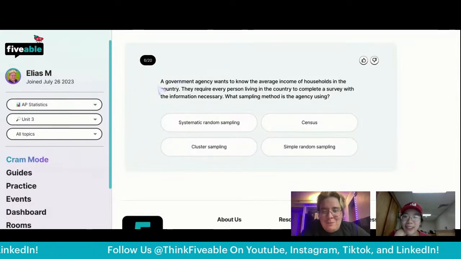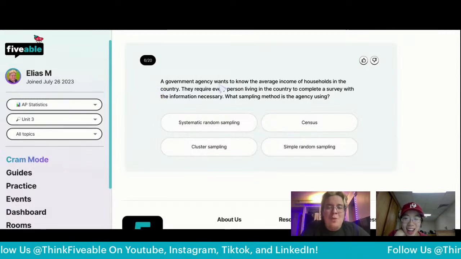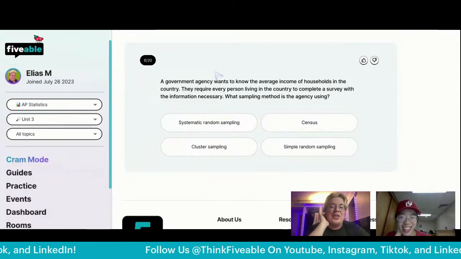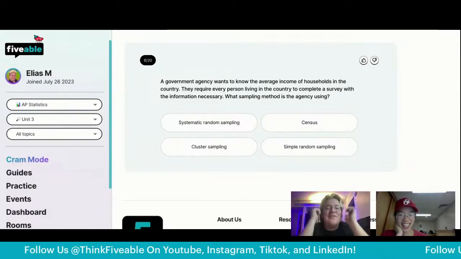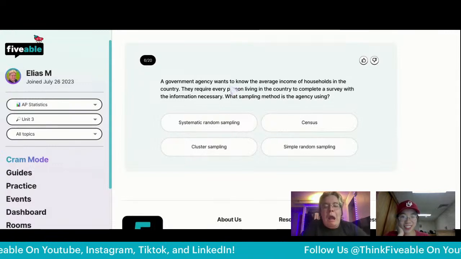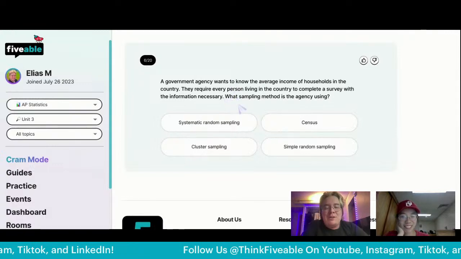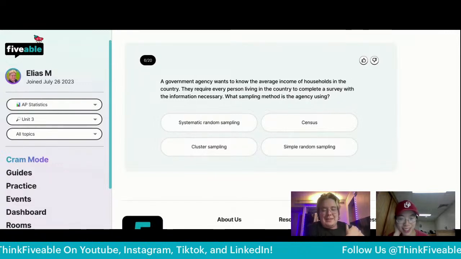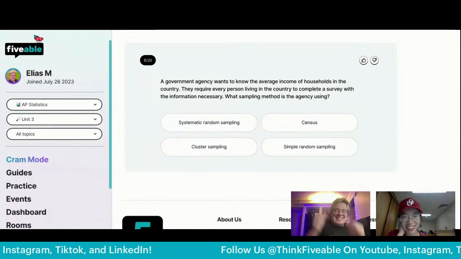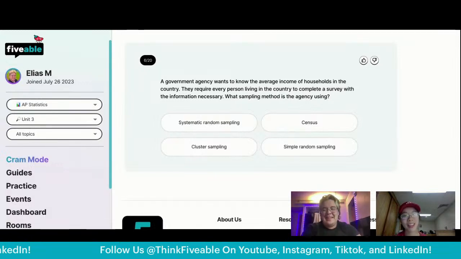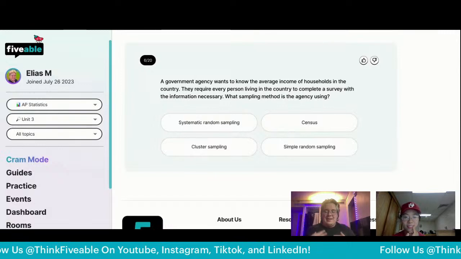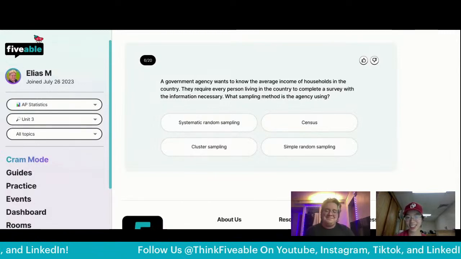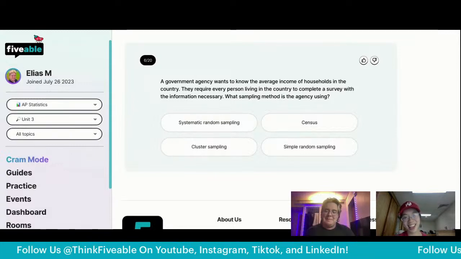A government agency, the IRS. The IRS wants to know the average income of households in the country. They require every person living in the country to complete a survey with the information necessary. It's your W-2, guys. Fun fact: if everyone's obligated to do it, it's no longer random. It's just obligated. It's just everyone.